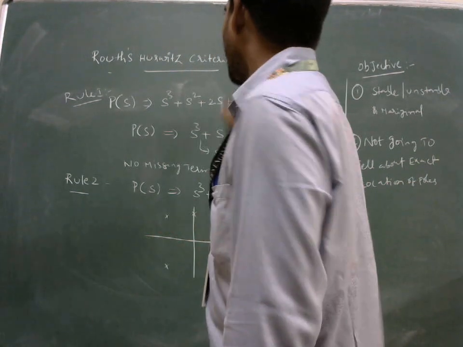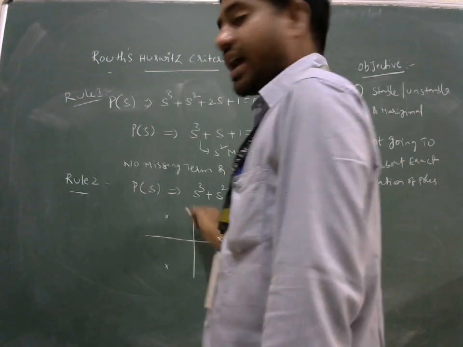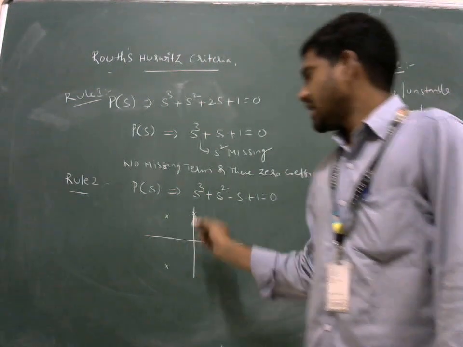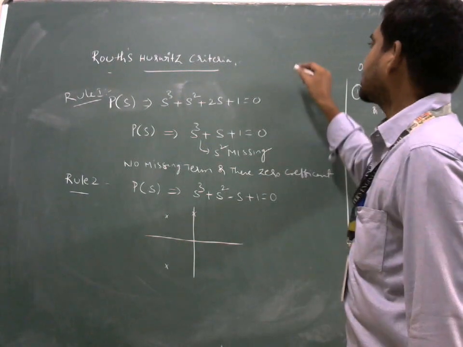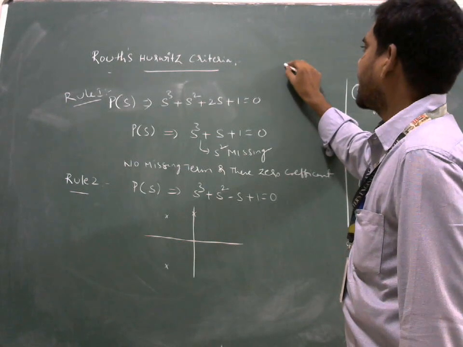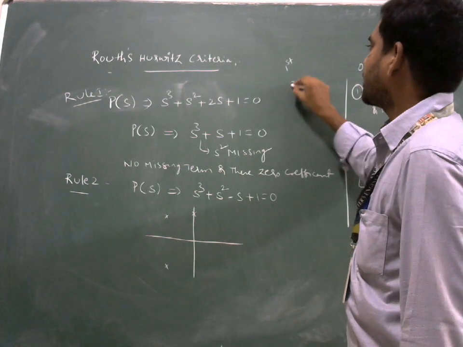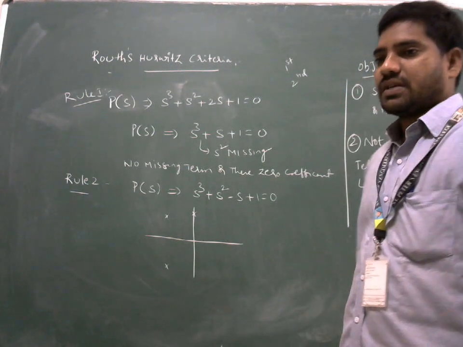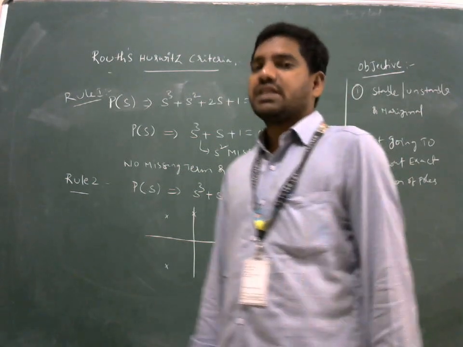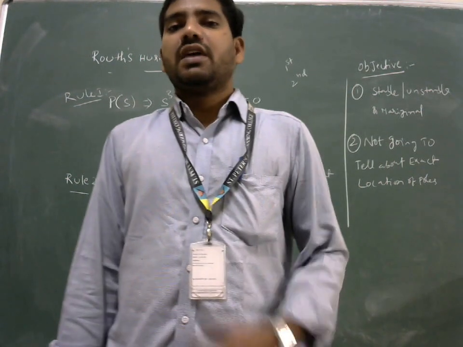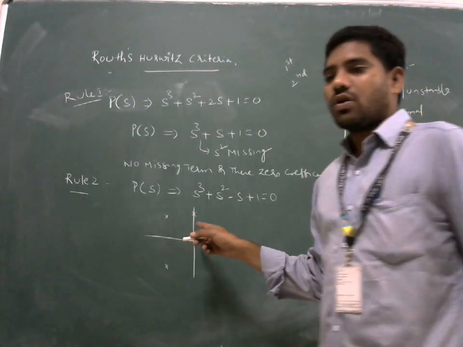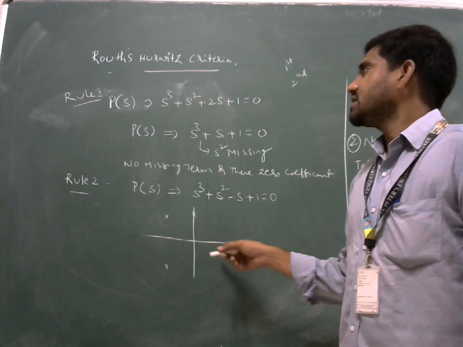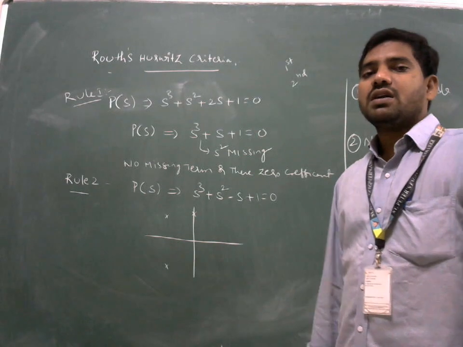Here, why are we going for the Routh-Hurwitz criteria? In the analytic method, we can find the location of poles very easily if it is a first or second order system. If we have a first or second order system, we can find the roots very easily, and we can locate the roots on the S-plane, and we can tell whether it is stable or unstable.